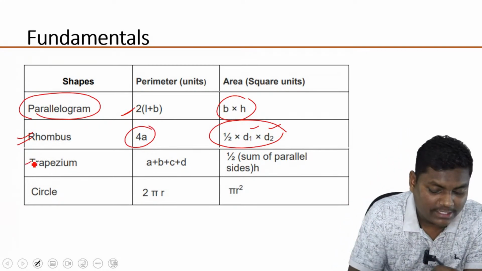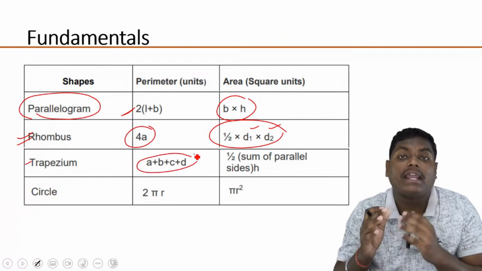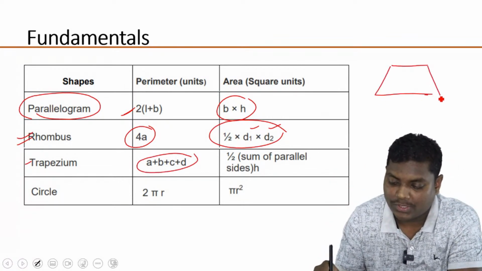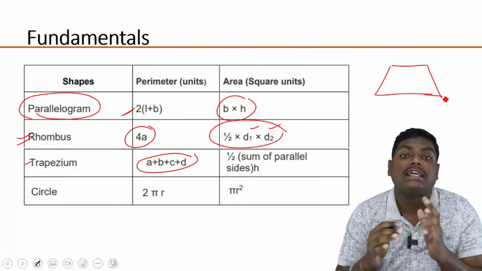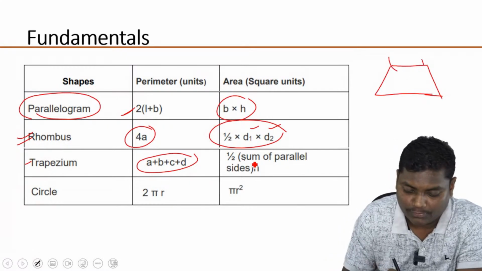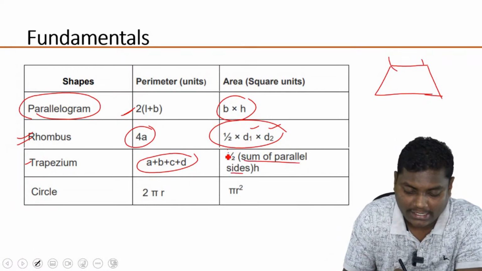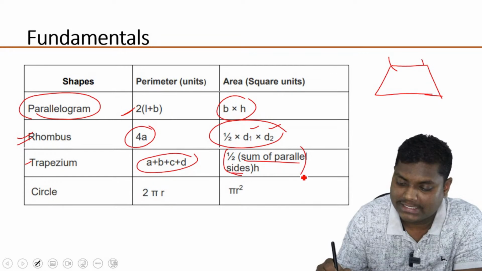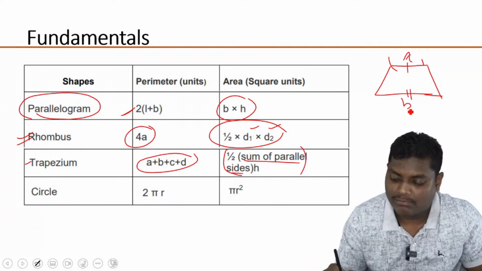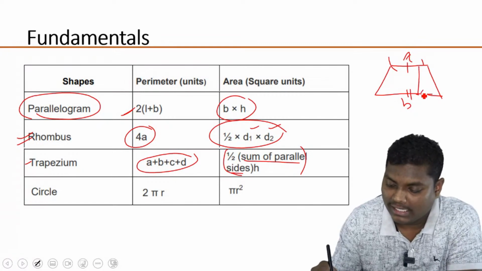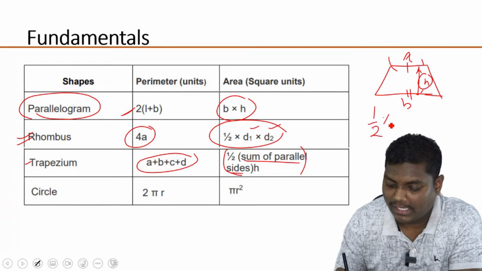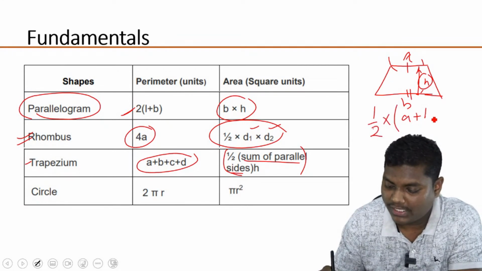And for a trapezium, the perimeter is given by the summation of all the sides. The area of the trapezium is given by half into the sum of the parallel sides into the height. Basically, these two sides are parallel. If you consider this to be a and this to be b, and the height or the distance between them is h, it is given by half into (a plus b) into h.